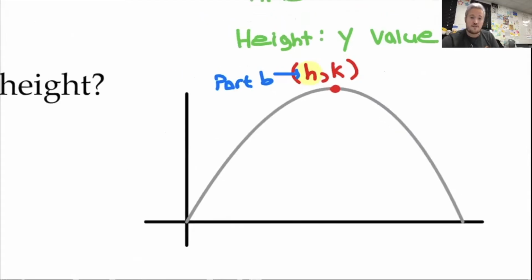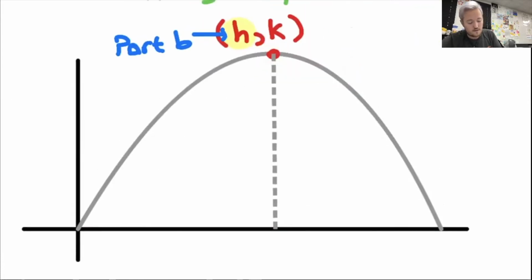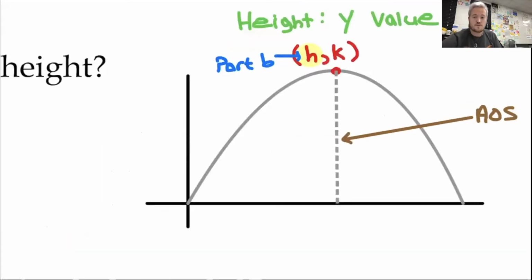So in order to find the x value, what we're going to do is find this little doohickey. So hopefully you remember what this fancy little doohickey is called. The vertical dashed line, we're going to be looking for the AOS. So we need to find the AOS. Once we find the AOS, that's going to give us that value.